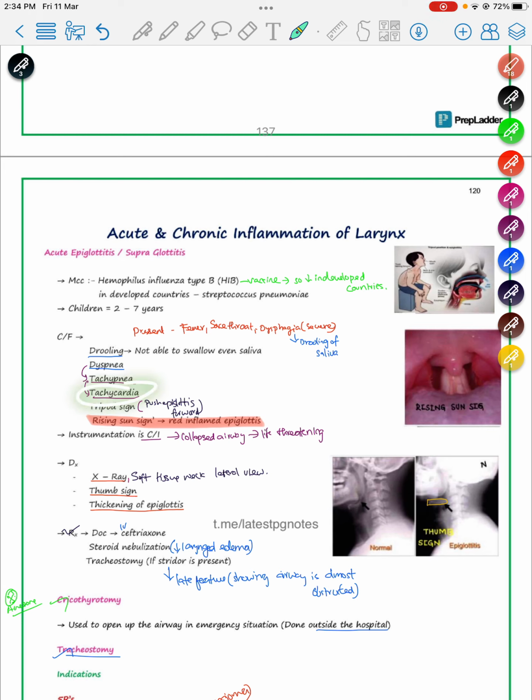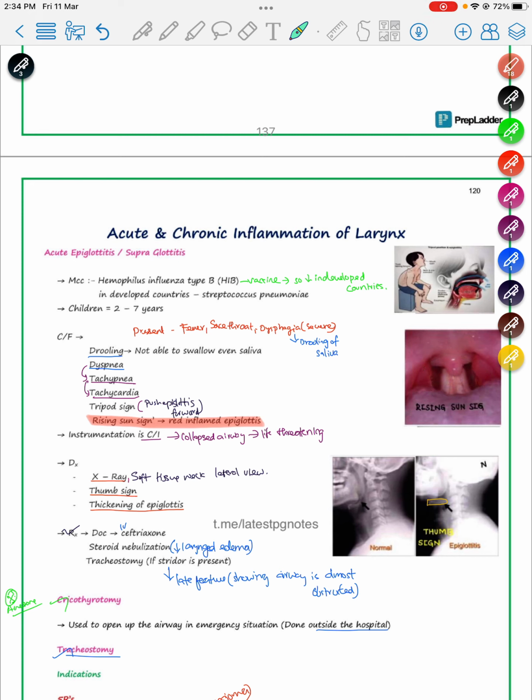Then this will cause tachycardia. This is known as the tripod sign. Also, when you do this examination, you can see the rising sun sign, or red inflamed epiglottis. You can see the epiglottis come up to the uvula. This is known as the rising sun sign.